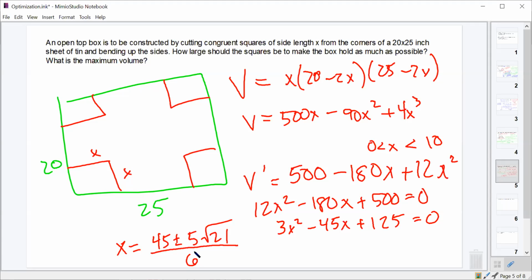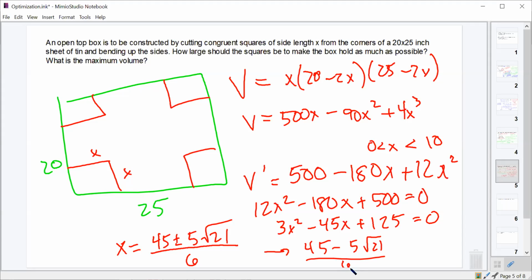Which one is the actual value that we want to use? Is it the 45 plus or the 45 minus? Have to use the minus, right? Because 45 plus 5 root 21 divided by 6, I haven't done that on my calculator just to confirm that that's more than 10, but I'm positive that it is definitely more than 10, right? So we'll use 45 minus 5 root 21 over 6.